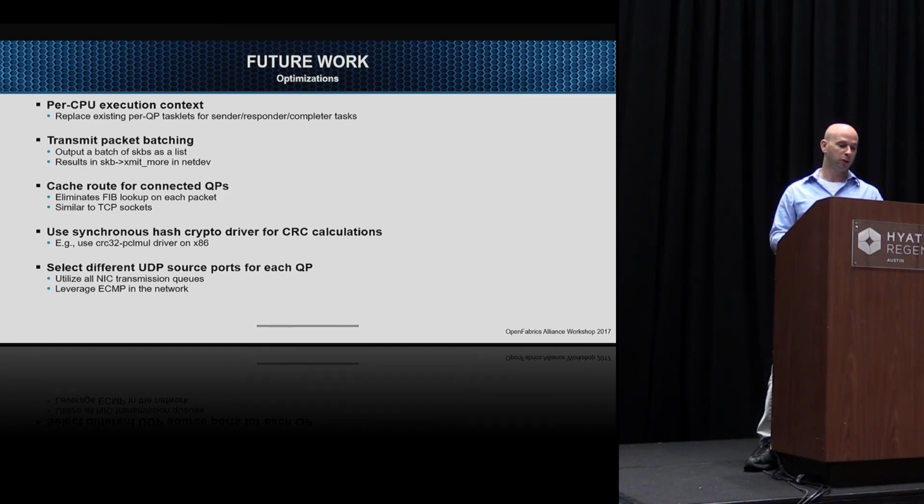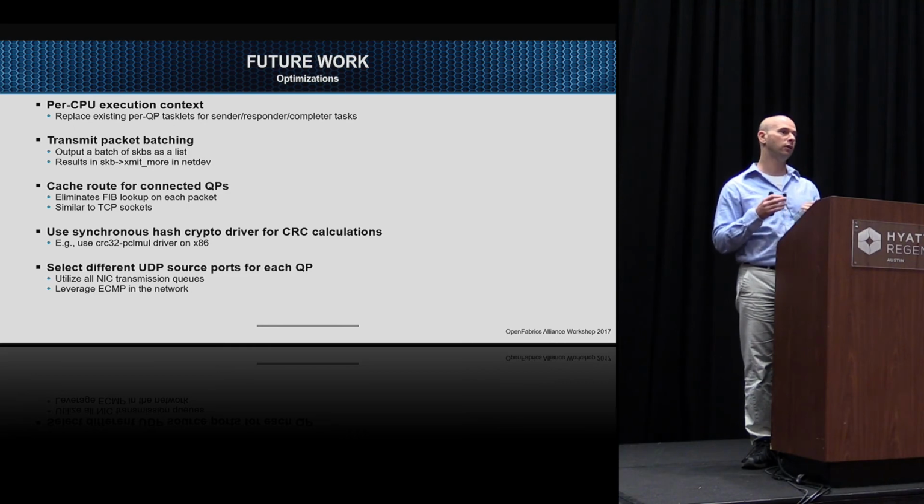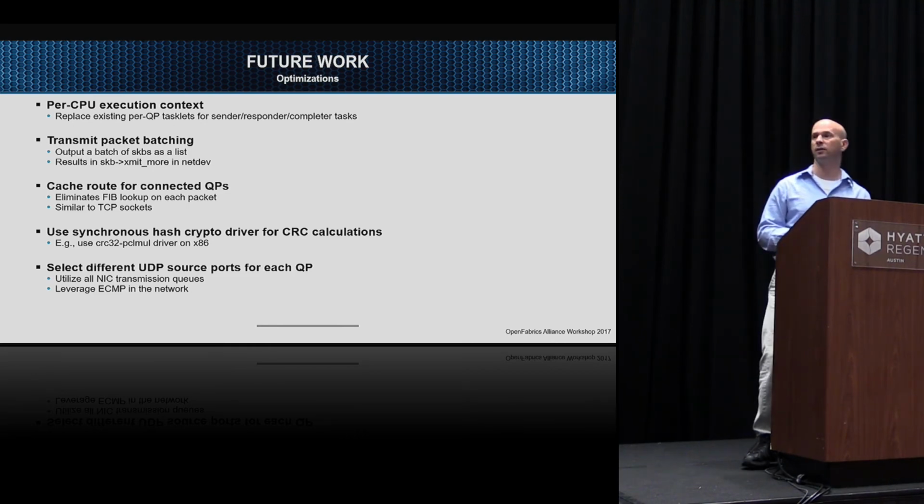In terms of transmission, right now SKBs are sent one by one. One optimization that can be done is to actually send an SKB list. So when the NIC gets the SKBs, it'll have the transmit more bit set, and it results in more efficient sending because the NIC can now queue the descriptors for these packets, but do the actual NIC-level doorbell only once per batch.